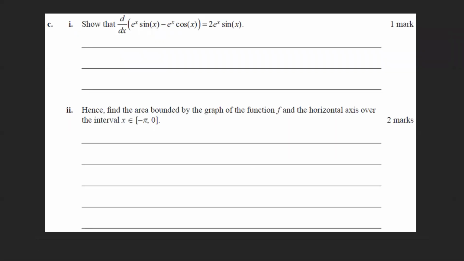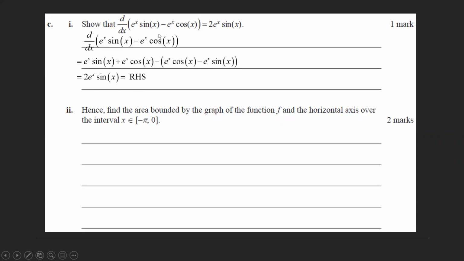And next, show that the derivative of e^x sine x minus e^x cos x is 2e^x sine x. Well, some of you may be learning Uni Math at the same time, but the question doesn't need you to do integration by parts. Just follow the instruction. Use product rule twice.